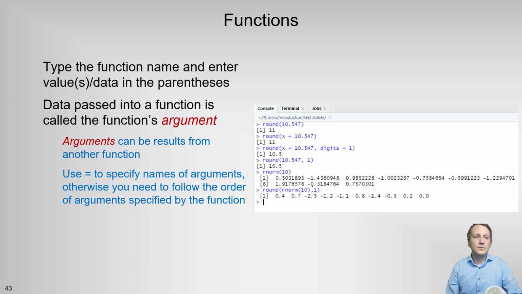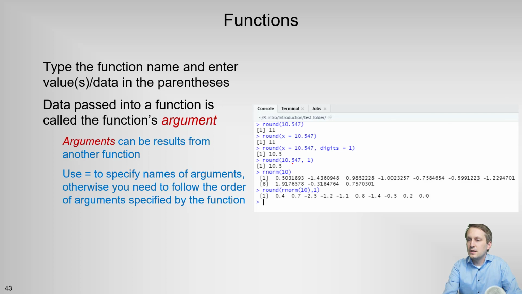Okay, so we use the equal sign to specify names of arguments. You can pass data to arguments by name, and that is the safest way to do it. If you don't do that, there's an order of arguments to be used. So the round function first takes in the number or the vector that you want to round, and then the number of digits you want to use. And so that's what you see here.